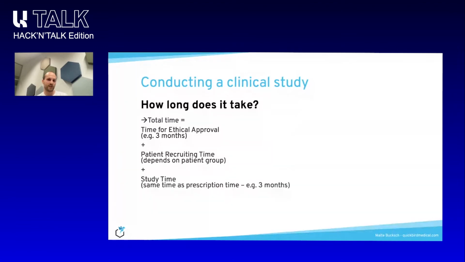And then you have the study time, which is rather easy to calculate because it's bound to the prescription time of your DiGA. So if you prescribe the DiGA for 3 months and then you want to have a positive effect on the patient, then the study needs to be exactly 3 months long. And in this time frame, you need to prove that you have this positive effect, which makes sense and which is also required. So let's say you have a 3 months prescription time, that's 3 months, and possibly longer if you have a longer prescription time.